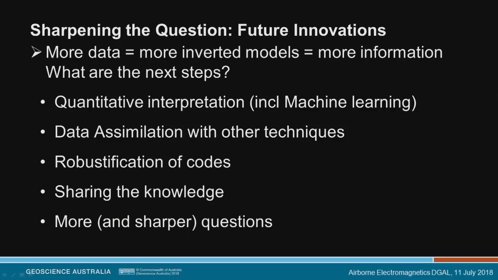And so I'd like to wrap up with that and say, if we are going to be sharpening the question, what are the next steps? We have more data, we have more inverted models, we have more information. How are we going to interpret this? Well, the next steps, to me, clearly would be, should we try some quantitative interpretation, including the application of machine learning, data assimilation with other techniques.